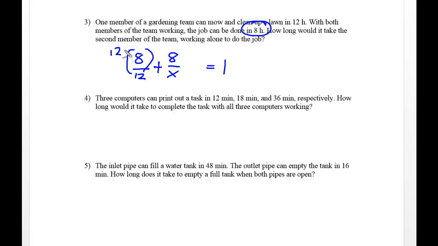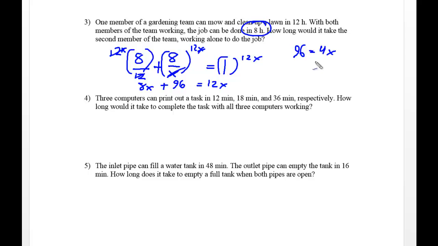So if I multiply each of these by 12x, I will get some simplification, and we'll see the denominators go away. The 12 simplifies here and leaves me with 8x. Here the x's simplify and leave me with a pretty big number, 96, because 8 times 12 is 96. Over here this is 12x. Now I'm going to move the 8x to the right because I want to get the x's all by themselves, and this gives me 96 is equal to 4x. Dividing both sides by 4, my x is equal to 24.